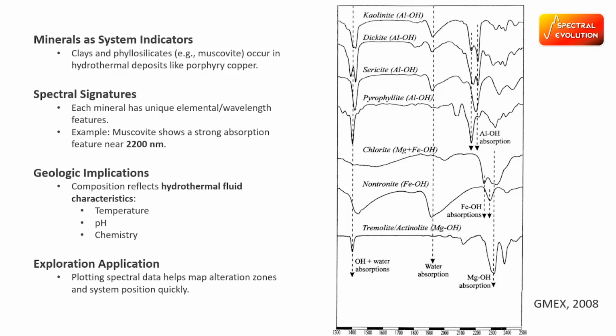Spectral signatures: each mineral or many minerals have unique elemental wavelength features. For example, muscovite shows a strong absorption feature at 2200. And on the right here, we have a figure of different minerals with different absorption features and unique spectra. The geological implications are that composition reflects hydrothermal fluid characteristics like temperature, pH, and chemistry of the deposit. And for exploration, plotting spectral data helps map alteration zones and system position quickly.